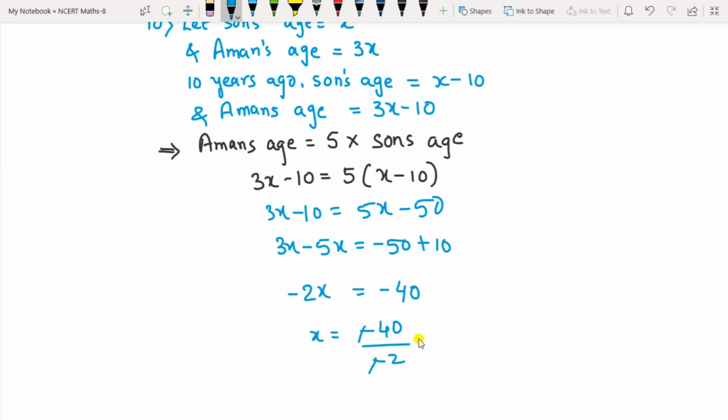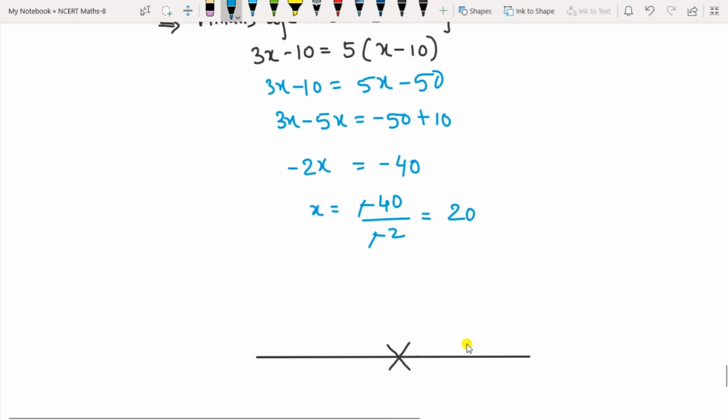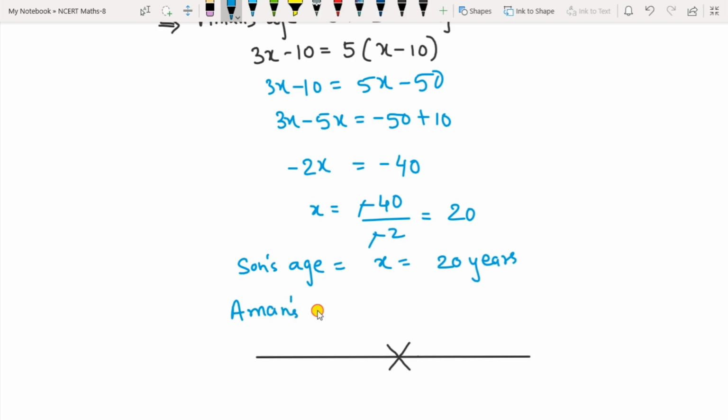So value of x becomes here minus 40 by minus 2, minus minus get cancelled and the answer is 20. So x equal to 20. We represented x as son's age. So son's age equal to 20 years and Aman's age, that was 3 times x, so that is 3 into 20 is 60 years. So 20 and 60 are the required answers.